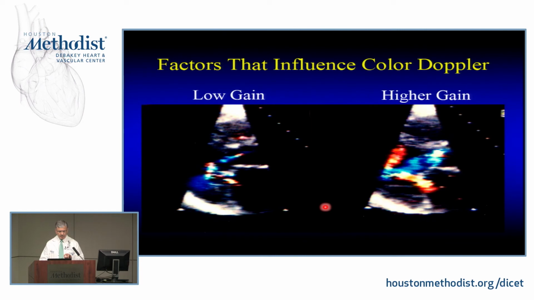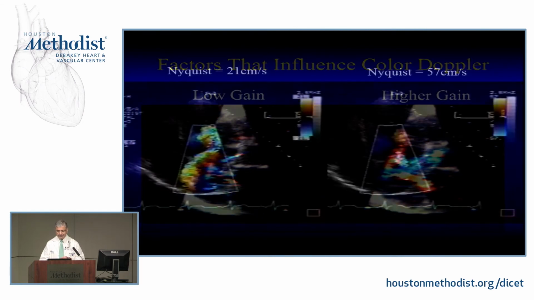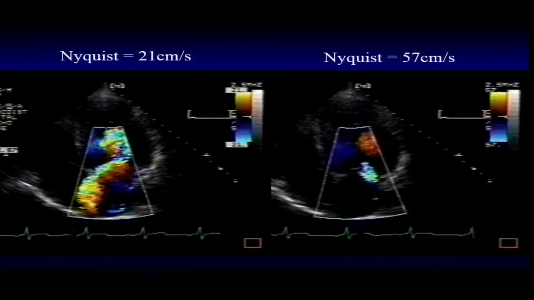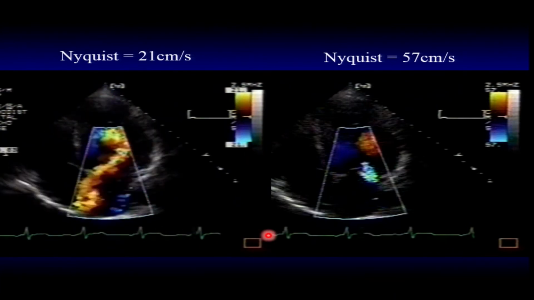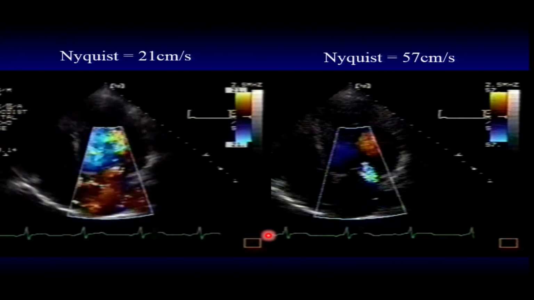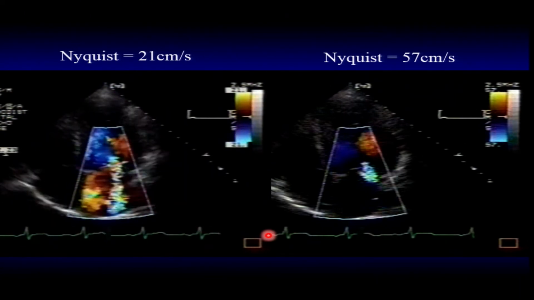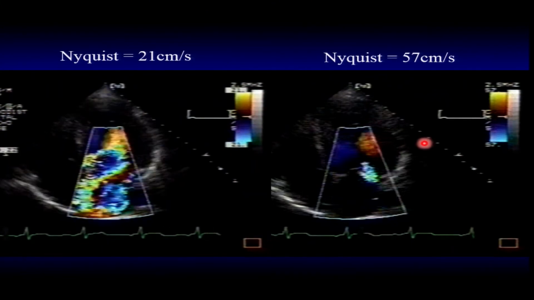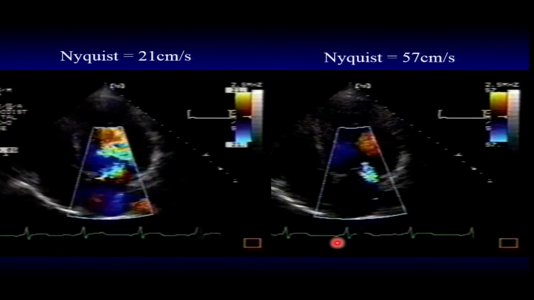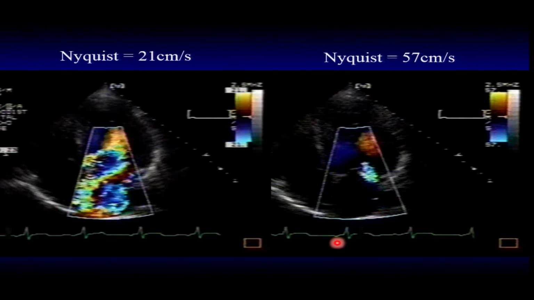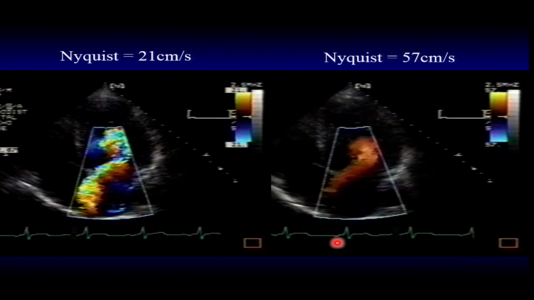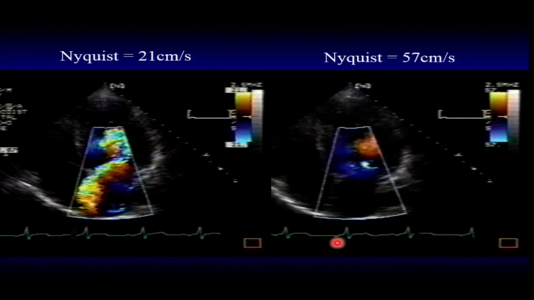It's mild MR, mild AR, and little MS. And I could increase the gain, and here you go. You can increase whatever it is that you want to increase. Notice here, if I drop my Nyquist limit, meaning I start aliasing, I start emphasizing low velocities, I can make this mitral regurgitation tremendous, as opposed to this mitral regurgitation on the right side, which is actually the same, but a Nyquist limit of 57. That's the same case on the left and on the right.